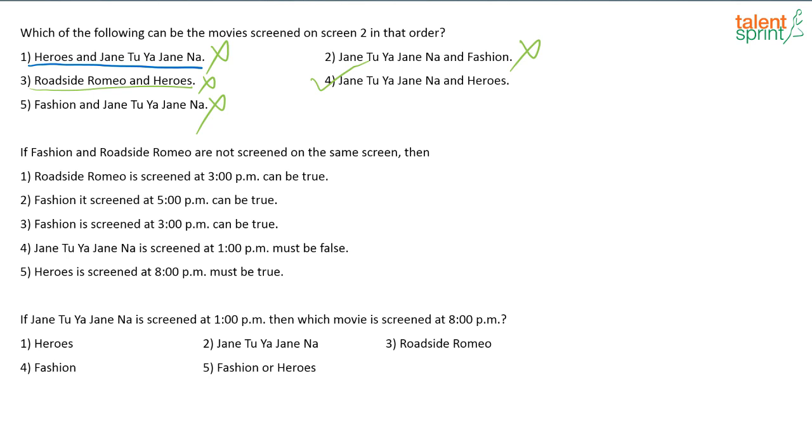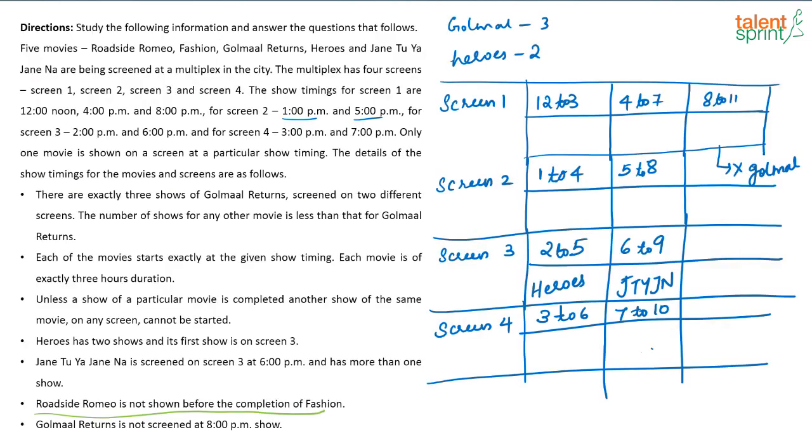Okay, next one. If Fashion and Roadside Romeo are not screened on the same screen, then which of the following can be true? Again, let us look at the first option. What does the first option say? Roadside Romeo is screened at 3 p.m. can be true. So if I am screening Roadside Romeo at 3 p.m, this has to be Roadside Romeo. So Fashion has to be screened before that. So I can keep Fashion only here, right?